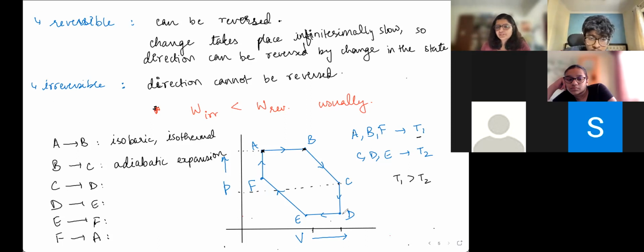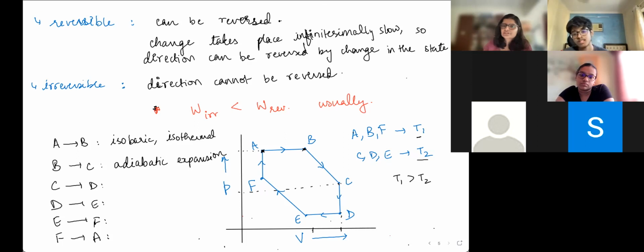Now C to D. Isochoric. Isothermal. Yeah, you can say isochoric and isothermal. C and D are both at T2 and the volume is constant. There you go.